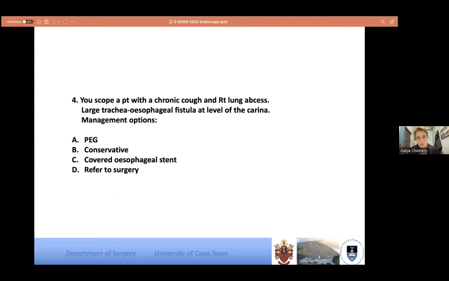This is such a big fistula. You can't even close it endoscopically in any way that I can think of. What you would need to do is to send to surgery, and they would need to divert that esophagus somehow, which is obviously quite a big deal. But this unfortunately needs surgery. A PEG here is not going to help you much either.